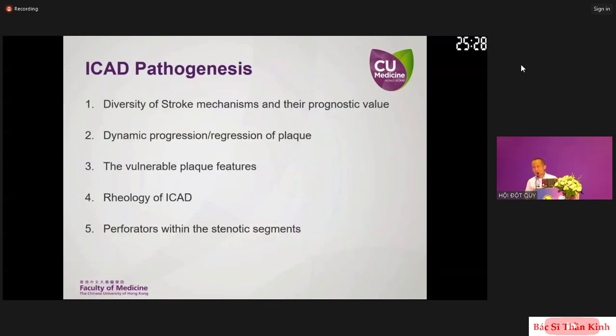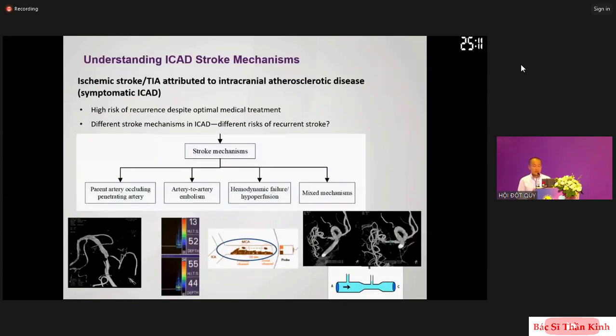In the coming few minutes, I'm going to discuss with you five important aspects in the pathogenesis of ICAD that may change our concept about the management of ICAD. The first is the diversity of stroke mechanisms and their prognostic value. ICAD definitely is not a single disease entity. There are several stroke mechanisms of ICAD that can result in ischemic stroke.